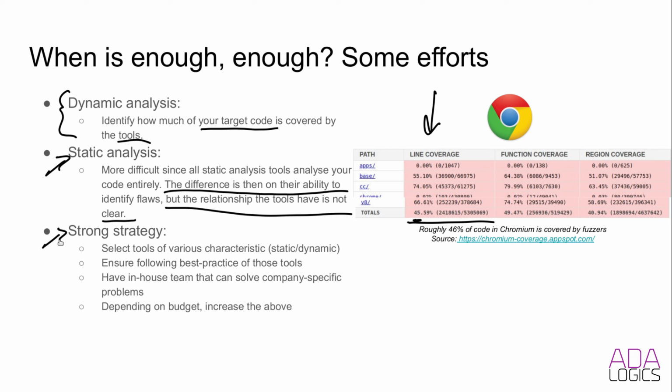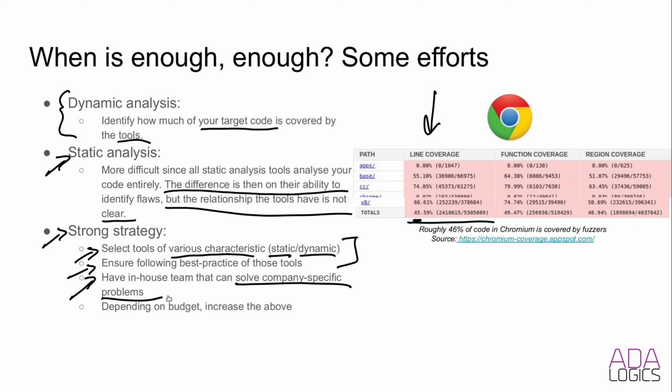But so if we are looking to have a strong strategy in terms of spending our budget correctly, and having a good broad set of tools in our arsenal, probably the best strategy is to select tools of various characteristics. So you need to have both some static and some dynamic analysis tools, and you should also ensure that you follow the best practices for each of these tools. And also, very importantly, is to have in-house teams of people that can help use these various tools, and also, more importantly, solve company-specific problems.